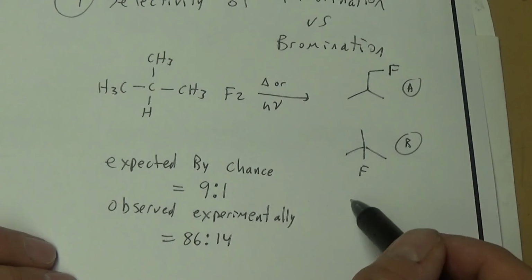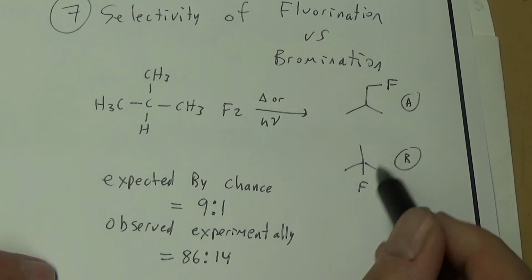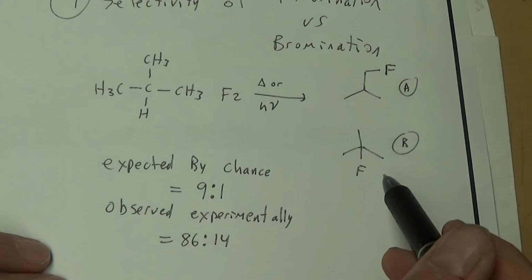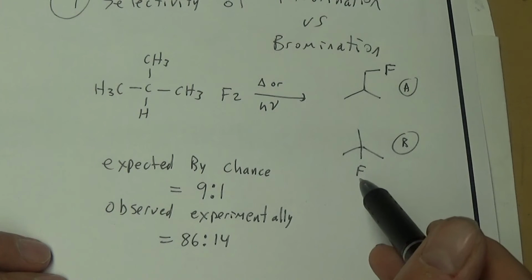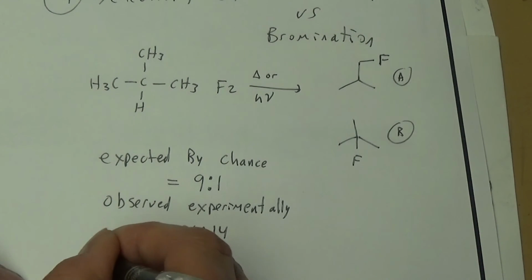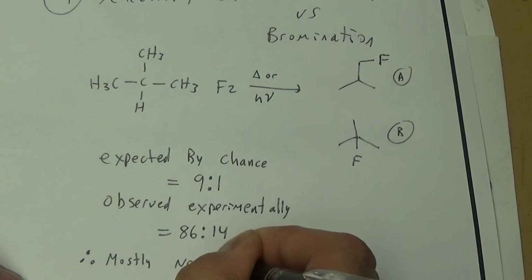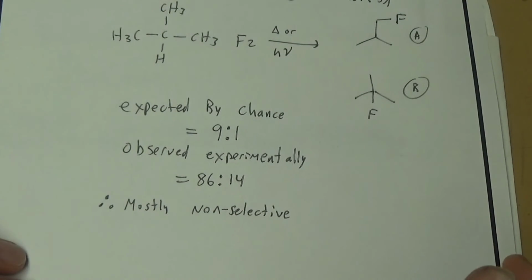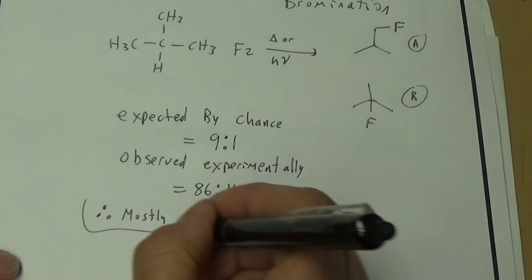Chlorination had a pretty big preference for internal, right? Due to the tertiary radical being more stable. There's a little bit of that with fluorine, but not very much, right? So we'll say it's mostly non-selective. Mostly non-selective, right? Fluorination is a kind of non-selective reaction, right?